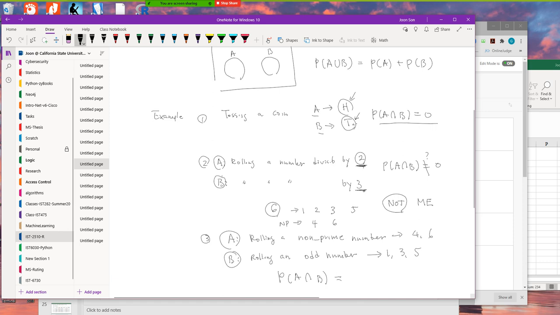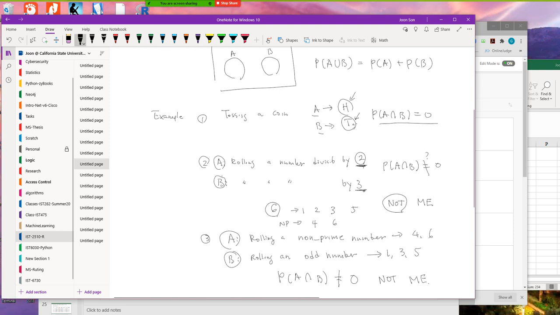Anyone? Not mutually exclusive? Pardon? Not mutually exclusive? Yes, it's not. Okay, so that means it's not mutually exclusive. I don't understand it. Can you explain it?